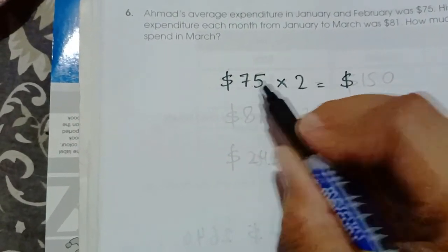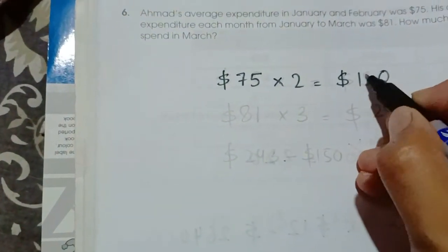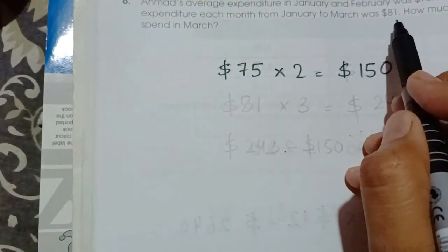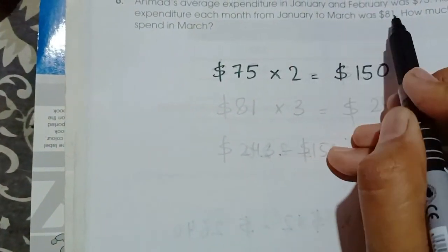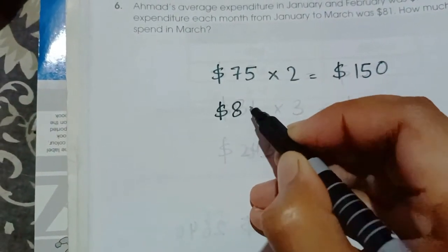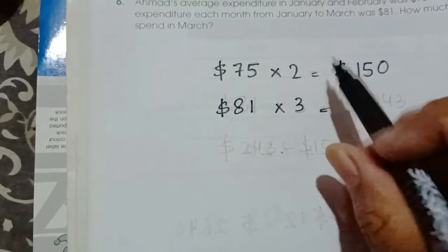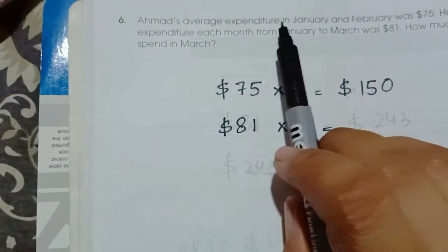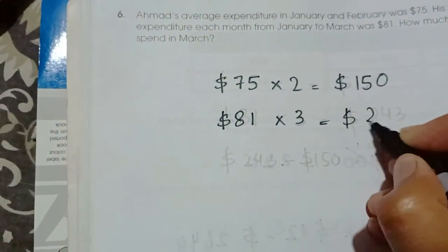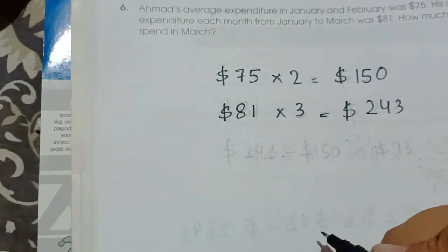So the answer is 2 5s are 10, 1 here, 2 7s are 14, 14 plus 1, 15. Then we have 81 from January to March. This is the amount of 3 months. 81 multiplied by 3. Each month 81, and in each month 75. 243. 3 ones are 3, 3 8s are 24.